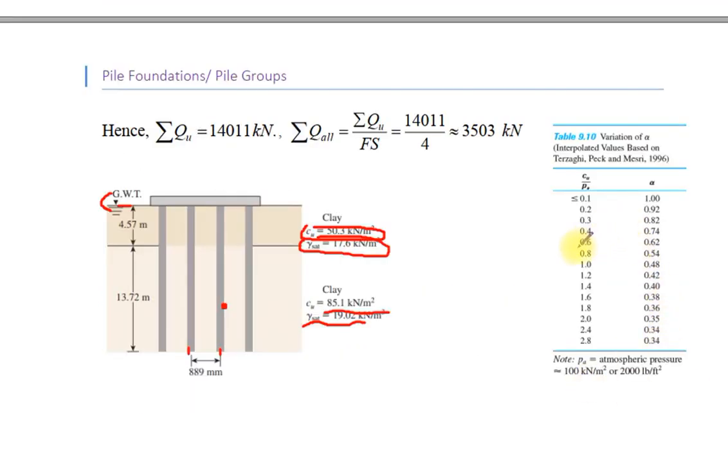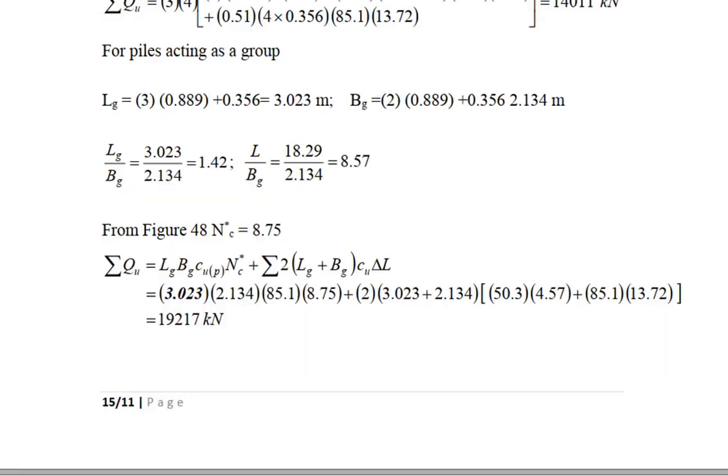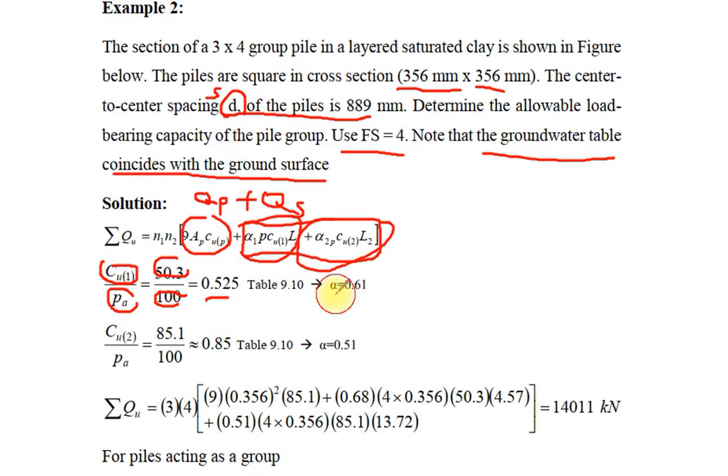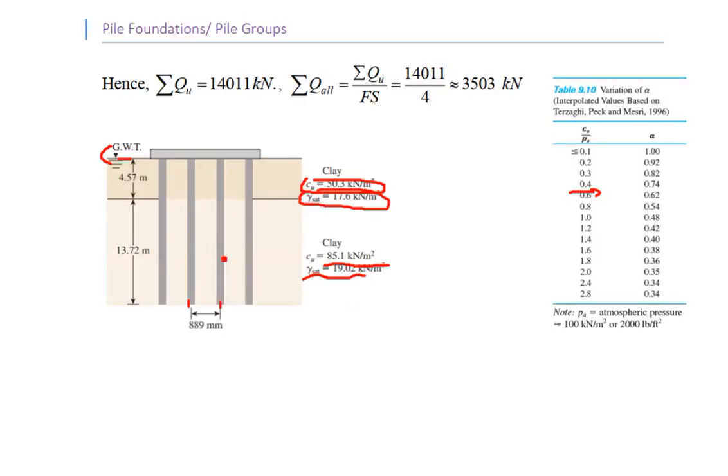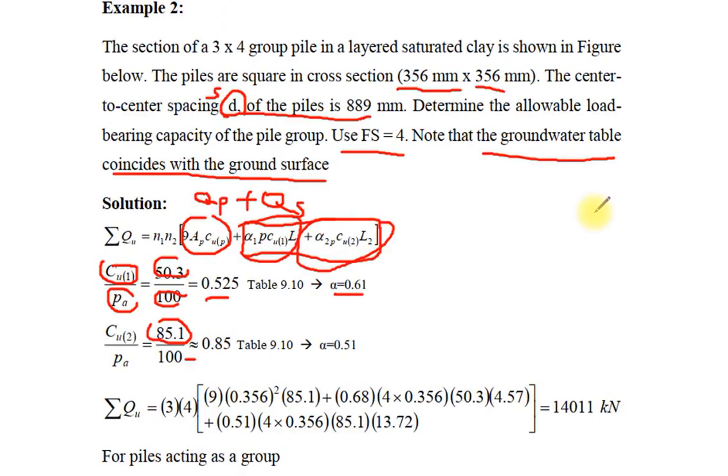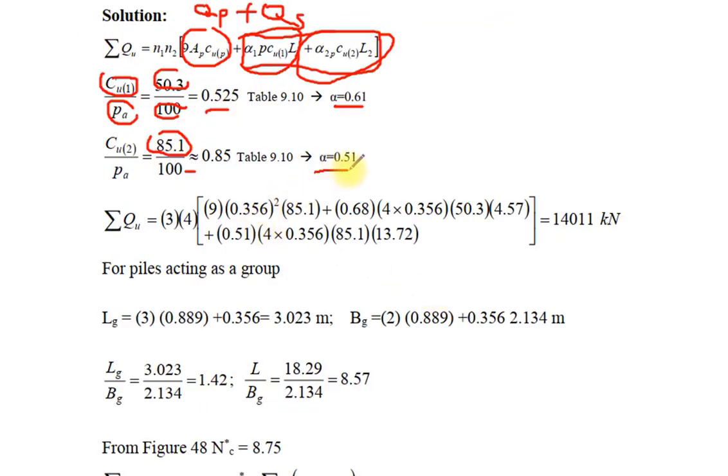Use this table, 0.52. Using interpolation, you get the following value of alpha equal to 0.61. Undrained cohesion for the second layer, 85.1 over 100 equal to 0.85. Use the same table for 0.85 here. 0.85 is between 0.8 and 1.0, and alpha between 0.54 and 0.48. We get the following value for alpha equal to 0.51.